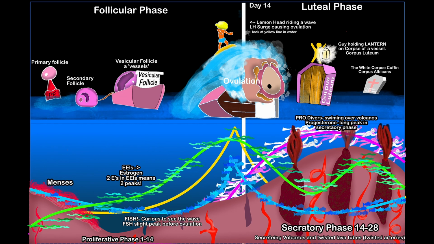Now, over here, we have this pink line here. Progesterone. Professional, a professional diver. Here we have some professional divers, and they have to make their way over the volcanoes over here on the right. So they have to swim over the volcanoes to get over them because they don't want to get burned by the volcanoes. So progesterone peaks, but it peaks in the secretory phase.